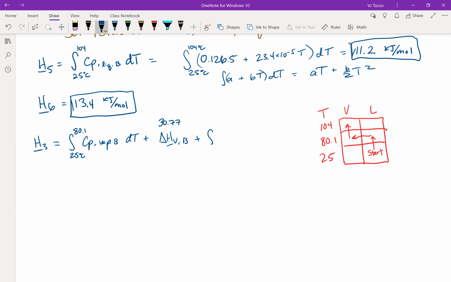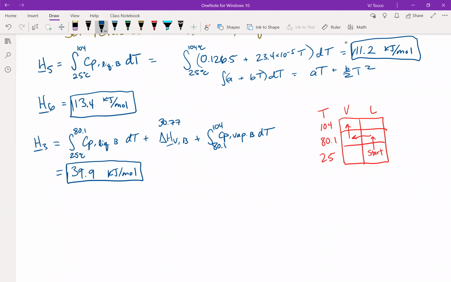And then I finally have to add from 80.1 all the way up to 104 CP for vapor benzene, dT. And I made a mistake there. This should be liquid benzene. Okay, all right, so now I have 3 integrals to calculate. You can go ahead and do that. I will do that and report the final answer.